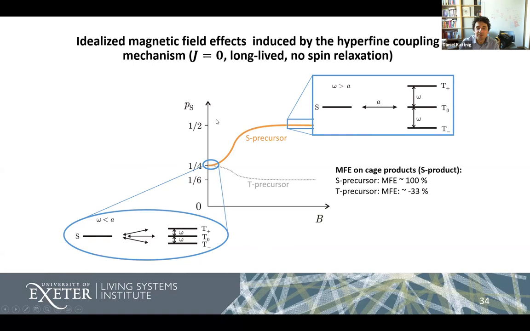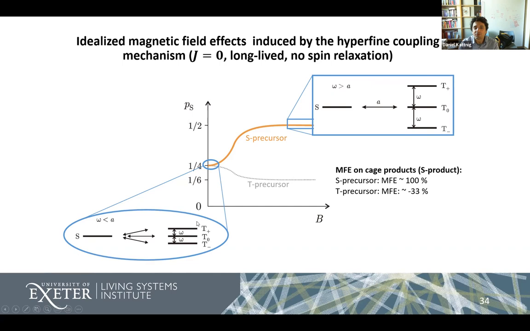Well, the scenario is as shown here. In zero magnetic field, in no applied magnetic field, a radical pair is strongly connected. S and T plus state, S and T zero, S and T minus states are all connected and can interconvert. That is, if we start out, say, with a singlet precursor and leave this radical to engage in spin dynamics for a while, then this population will distribute over all these states and we will end up with a probability of one quarter to find the system in the singlet state and one quarter to find it in each of the triplet states.